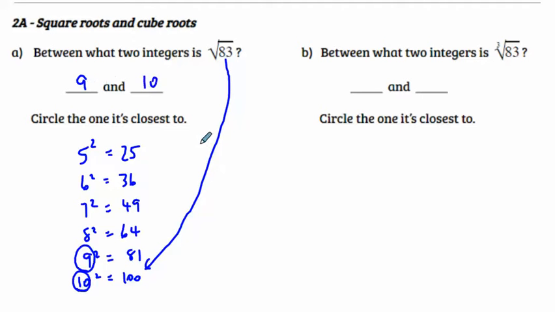And now we ask ourselves, well, what is it closer to? Is 83 closer to 81 or 100? And clearly it's just 2 steps away from 81, and so it's going to be closest to 9.